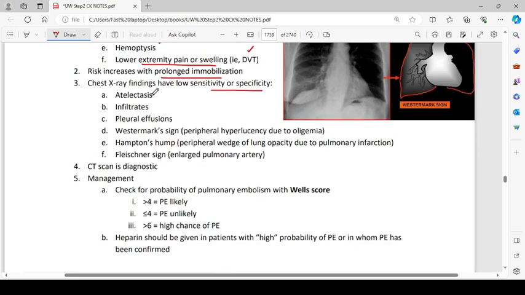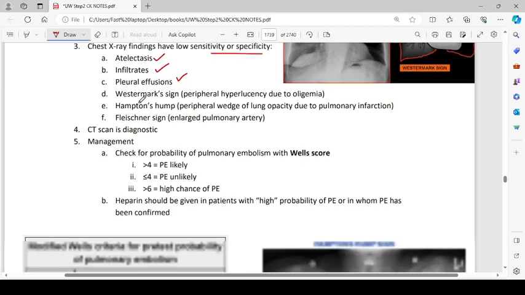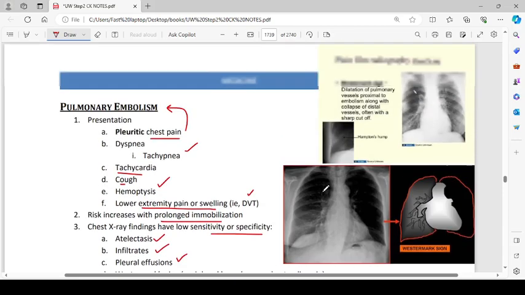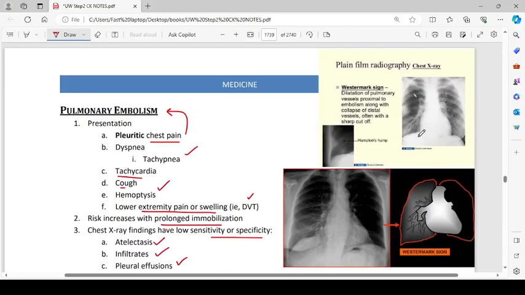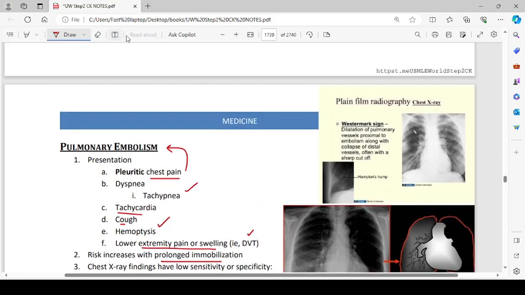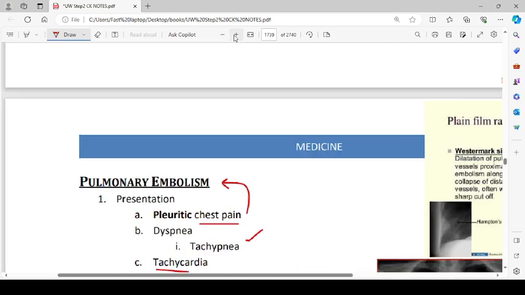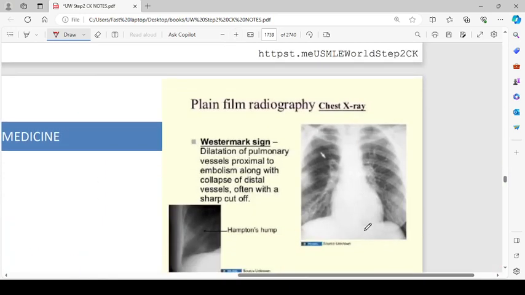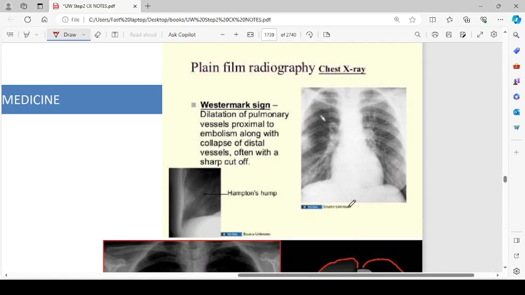On chest X-ray, we can find atelectasis, infiltrates, pleural effusions, Westmark sign, which is peripheral hyperlucency due to oligemia. So they're saying that it is peripheral hyperlucency due to oligemia. So there are two signs, Westmark sign and Hampton's hump. Both of these things are present on your step exams, rare to find on clinical examination.